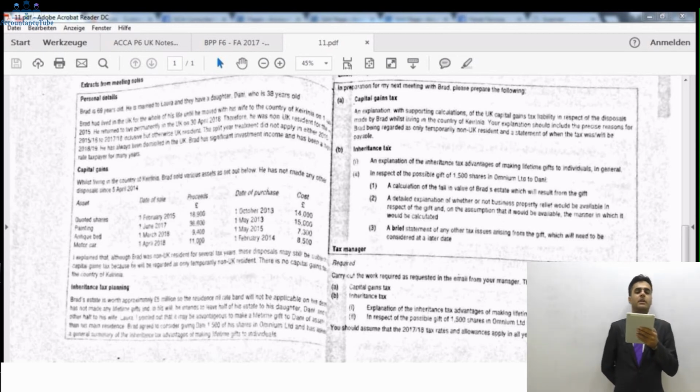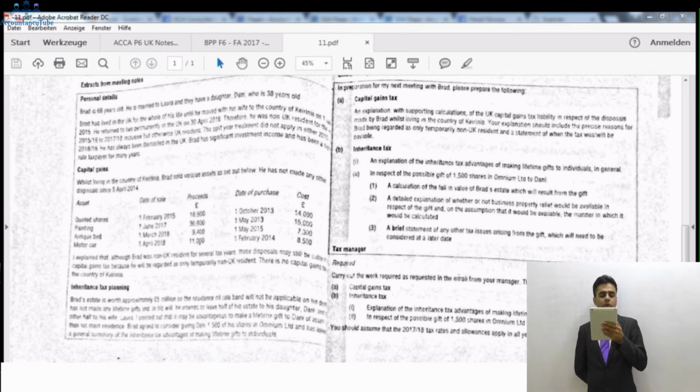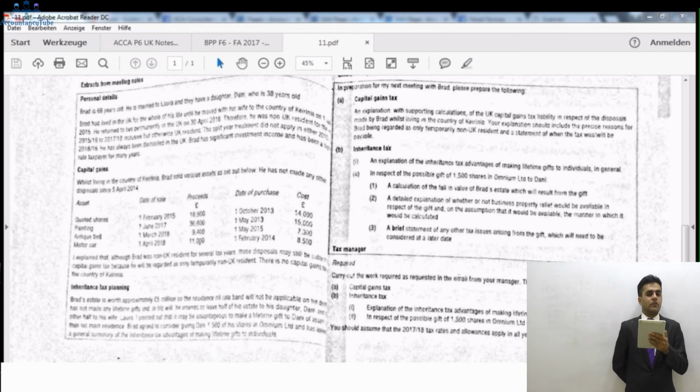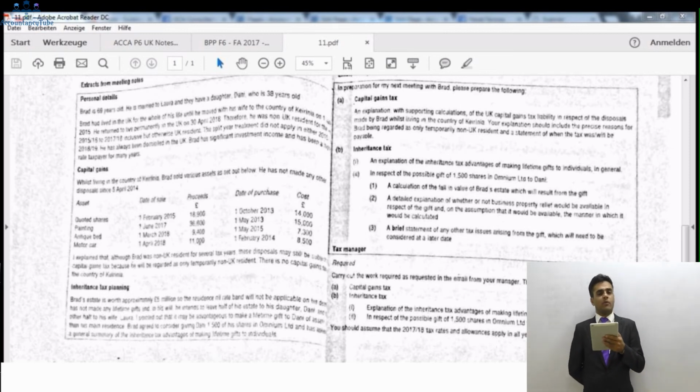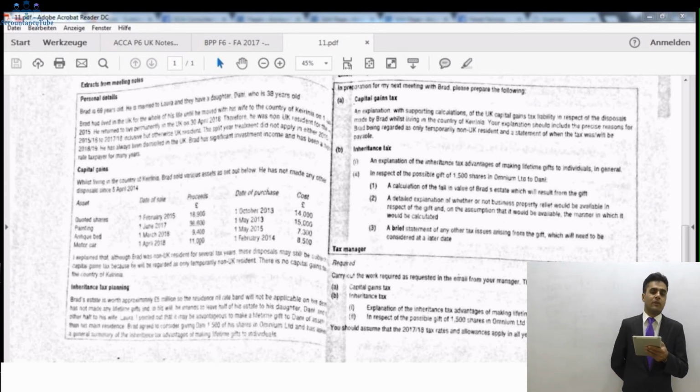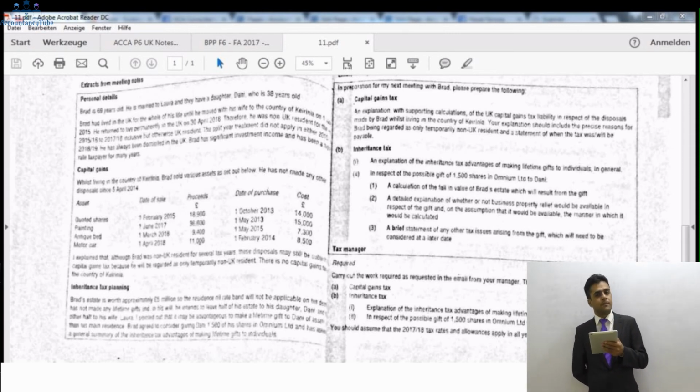First of all, we have to determine whether he is temporarily non-resident or not. We will write in our answer that Brad is temporarily non-resident for capital gains tax purposes because he left the UK for less than 5 years. He left in 2015 and came back in 2018, which is less than 5 years. And he has been UK resident for the whole of his life before, which means he has been resident for 7 out of the last 9 years. So he fulfils the criteria of temporarily non-resident for capital gains tax purposes.